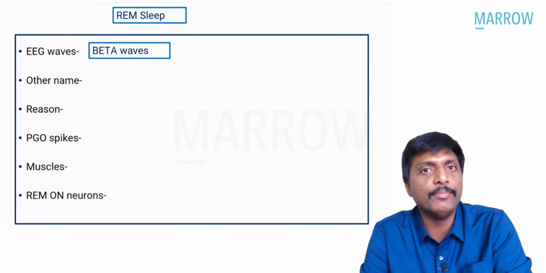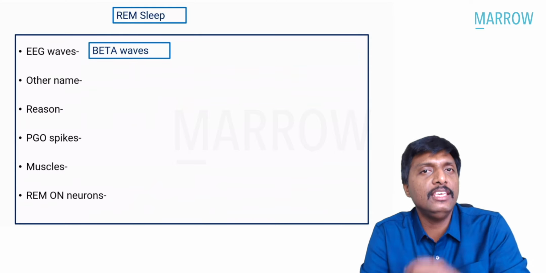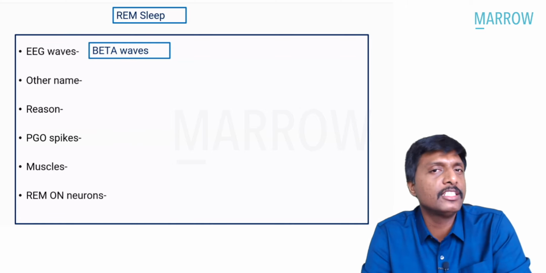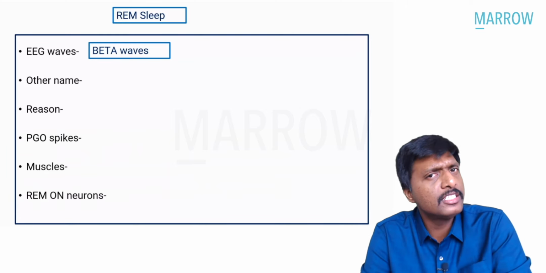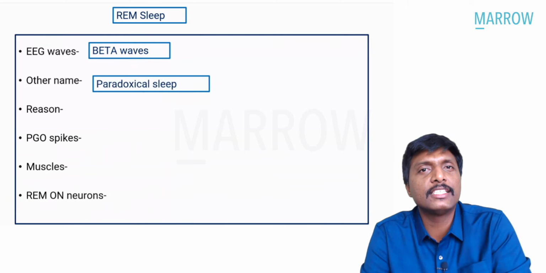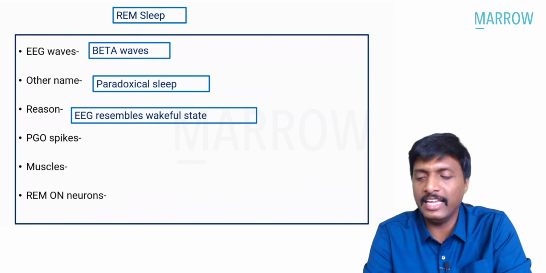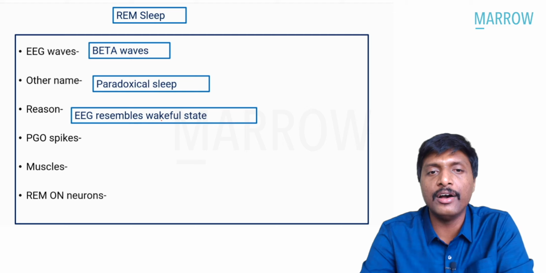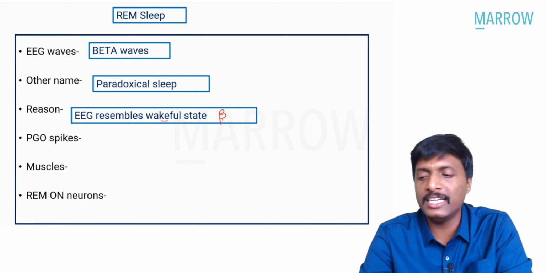What is the other name? You need to remember. The EEG is resembling wakefulness, but the subject is sleeping. There's a paradox here. That is why we call this paradoxical sleep. The reason is the EEG is resembling a wakeful state because it is showing beta wave. But the subject is sleeping, we call this paradoxical sleep.